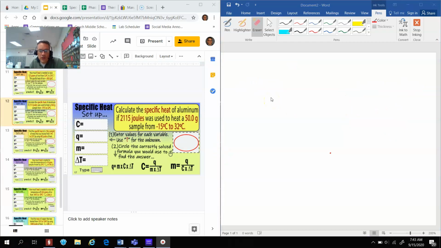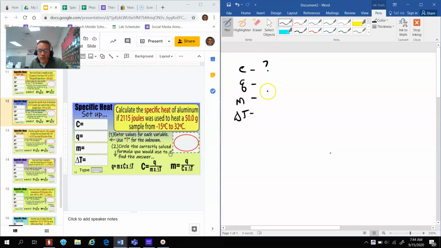Next problem is asking to calculate the specific heat of aluminum. We could look that up in a chart, but it could be an experiment where we had a mystery metal and we're trying to figure out the specific heat of it. So again, let's start off with identifying our variables so we can figure out what we need to solve for. Calculate the specific heat, which is C.